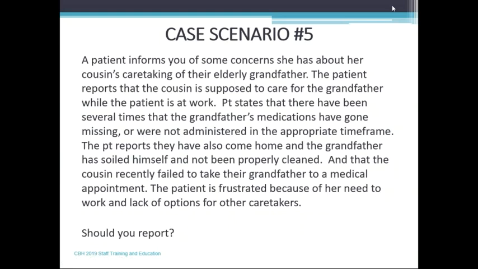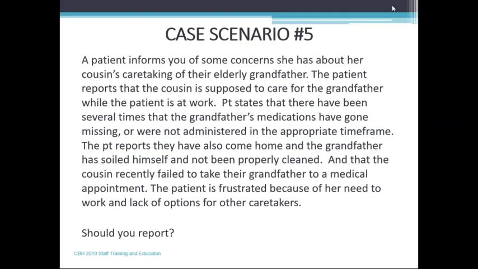Okay, so in this case scenario, a patient informs you of some concern she has about her cousin's caretaking of their elderly grandfather. The patient reports that the cousin is supposed to care for their grandfather while the patient is at work. The patient states that there have been several times the grandfather's medications have gone missing or were not administered in the appropriate time frames.